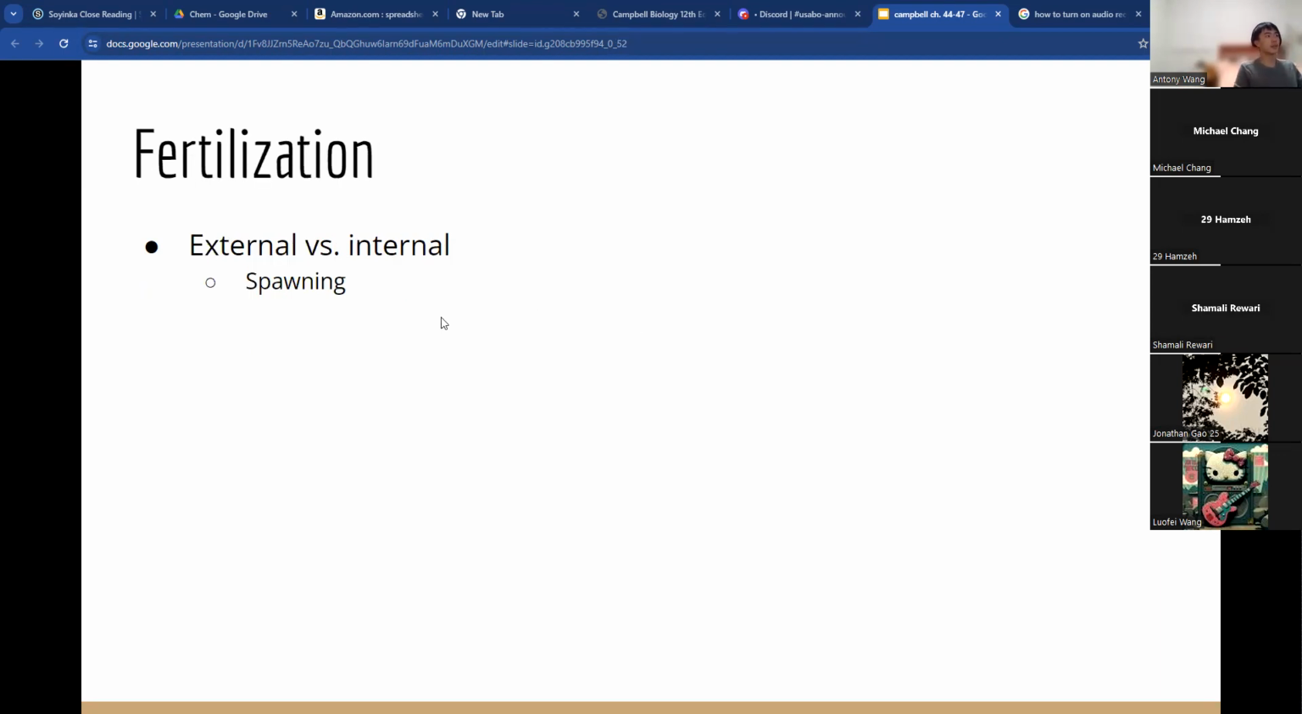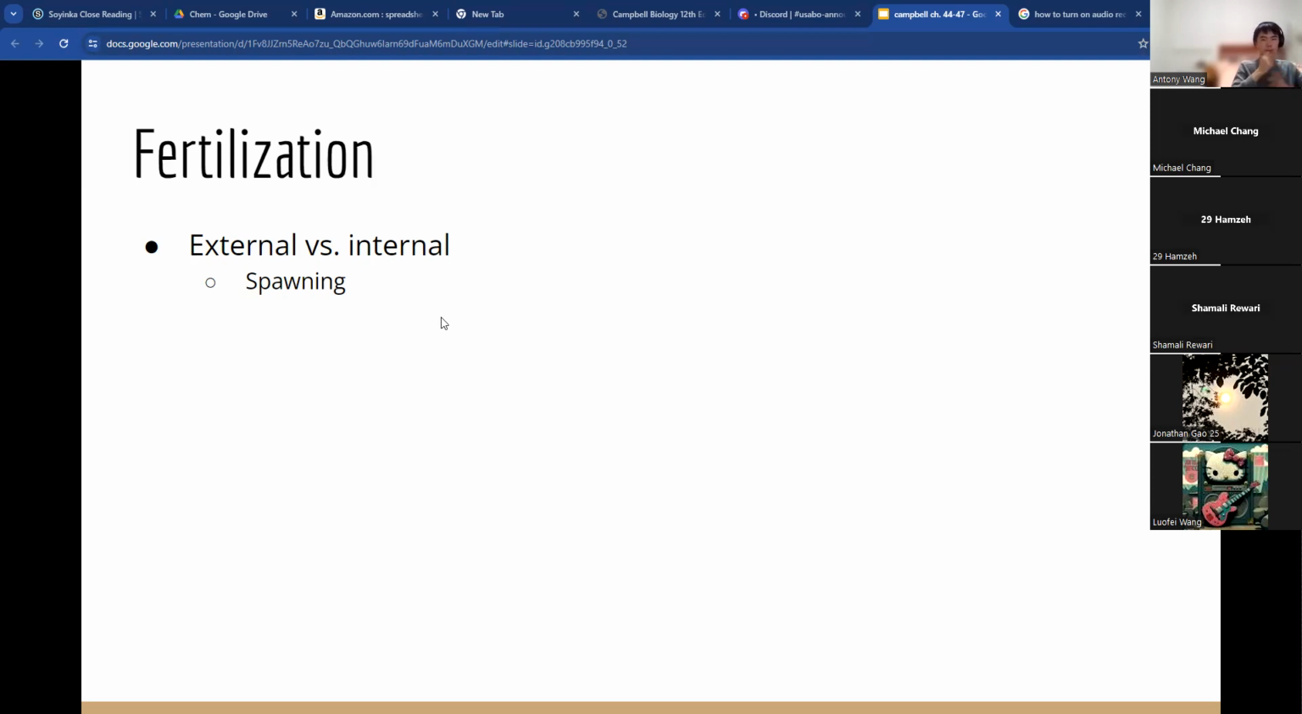Now let's talk about what fertilization is. This is a process where basically the sperm nucleus enters the egg and activates it. It can be either external or internal. Humans have internal fertilization, but other animals have external fertilization where they release their gametes into the environment, right? Like some fish and frogs, they just release everything into the water.